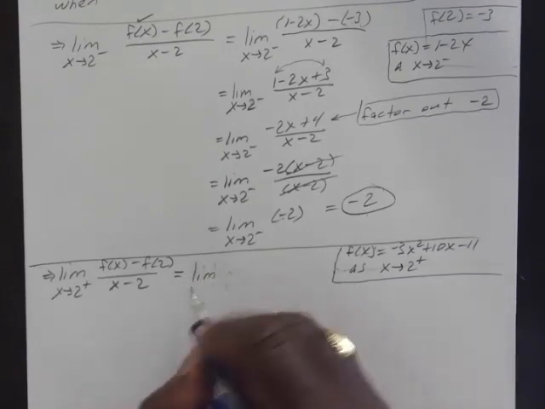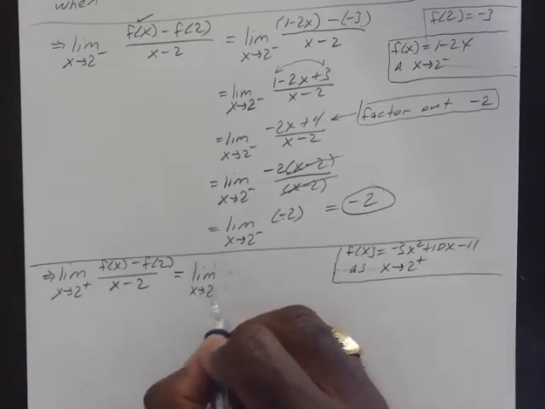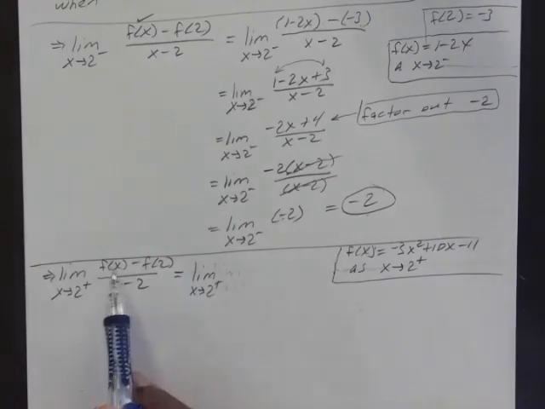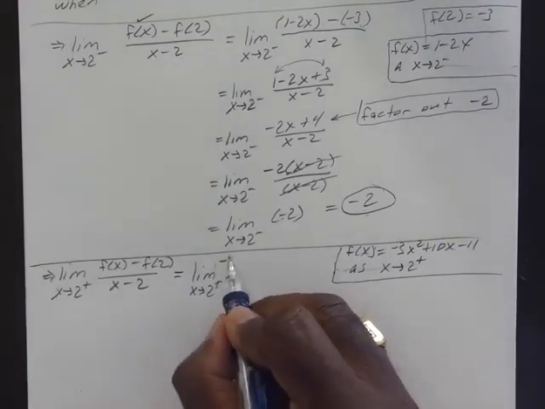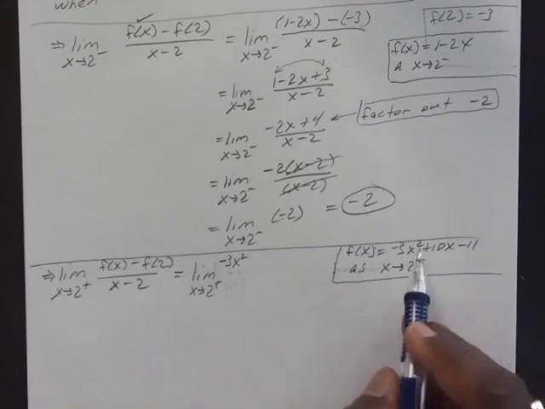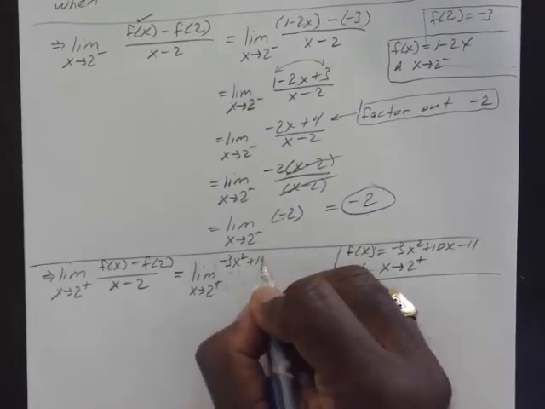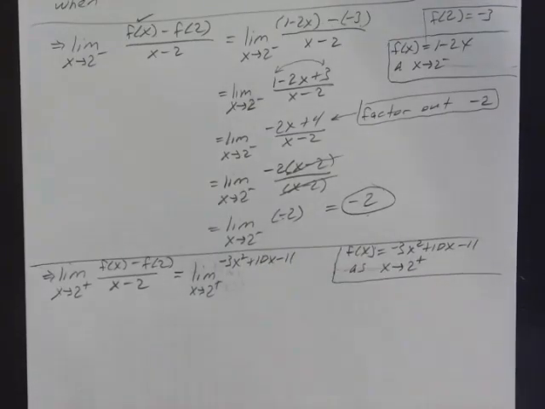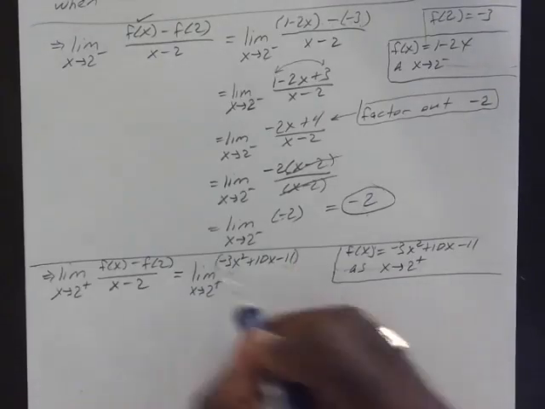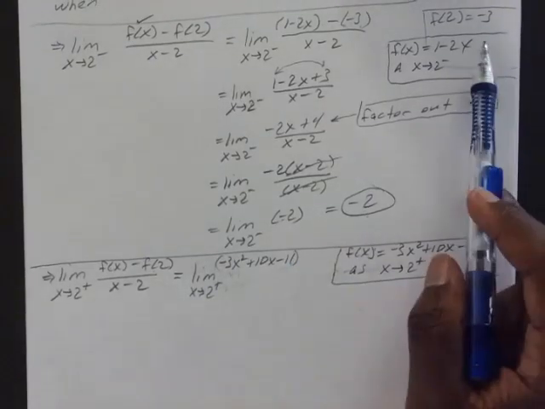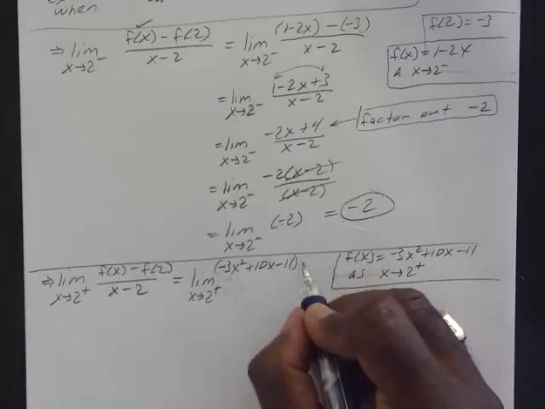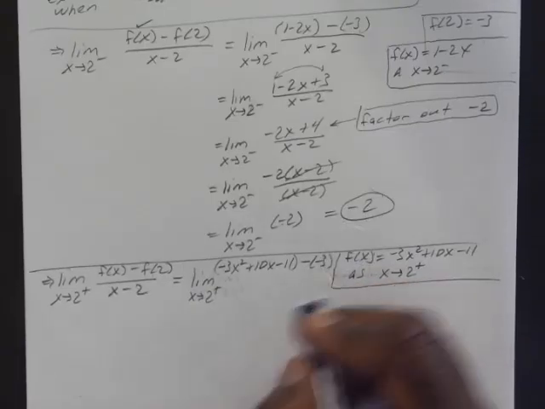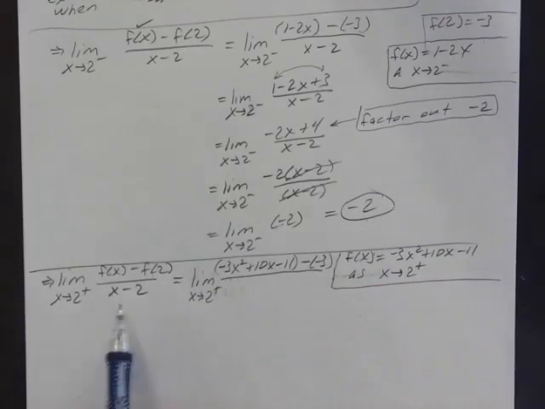Okay, so the limit as x approaches 2 from the right of f of x, so negative 3x squared plus 10x minus 11, minus f of 2, which we already know is negative 3. So minus negative 3, all divided by x minus 2.